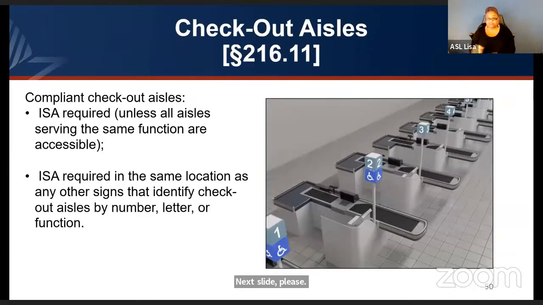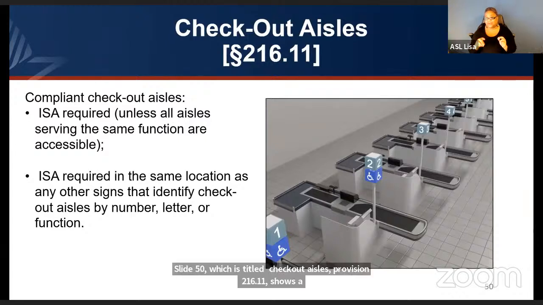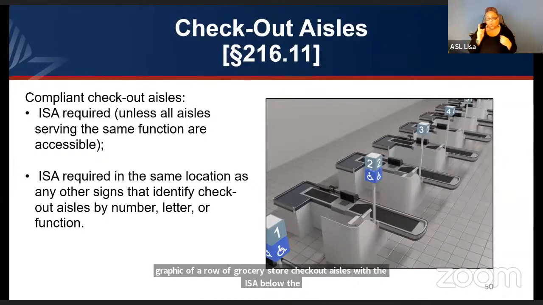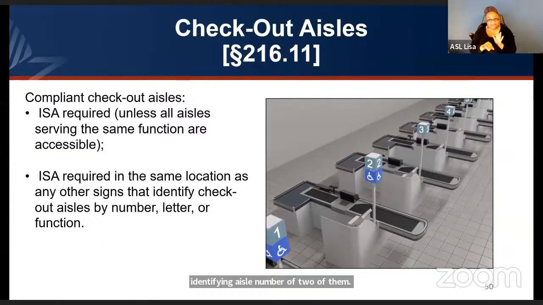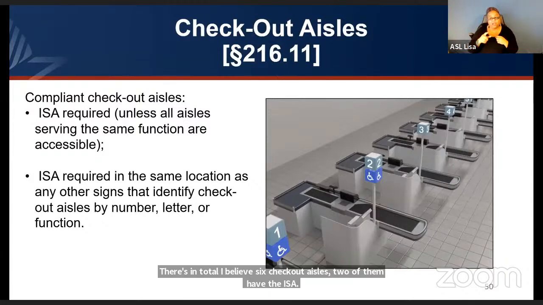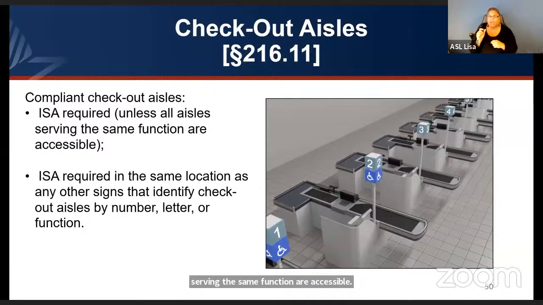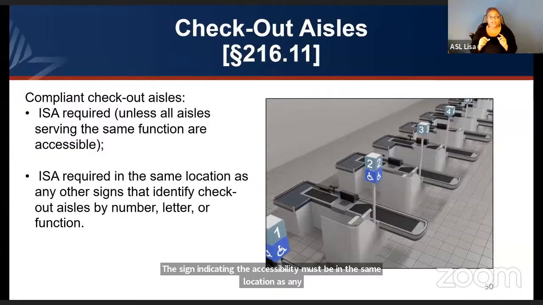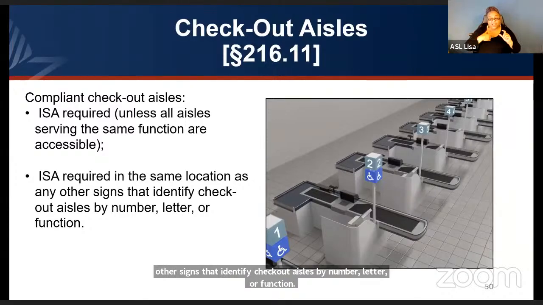Slide 50, which is titled Checkout Aisles, provision 216.11, shows a graphic of a row of grocery store checkout aisles with the ISA below the identifying aisle number of 2 of them. There's in total, I believe, 6 checkout aisles. 2 of them have the ISA. Compliant checkout aisles must be labeled by the ISA unless all aisles serving the same function are accessible. The sign indicating accessibility must be in the same location as any other signs that identify checkout aisles by number, letter, or function. Next slide, please.